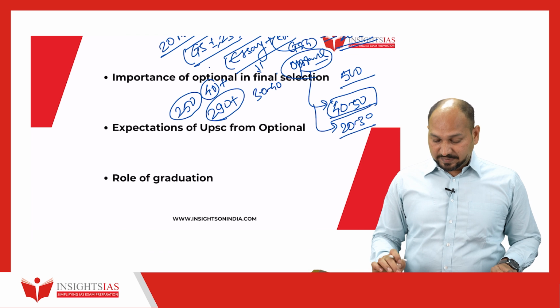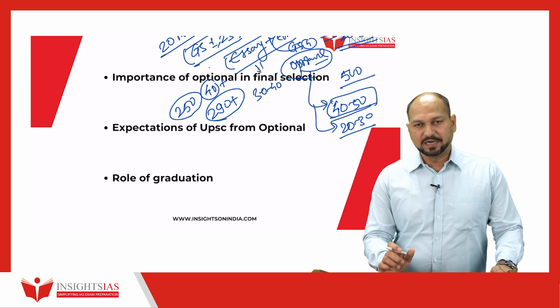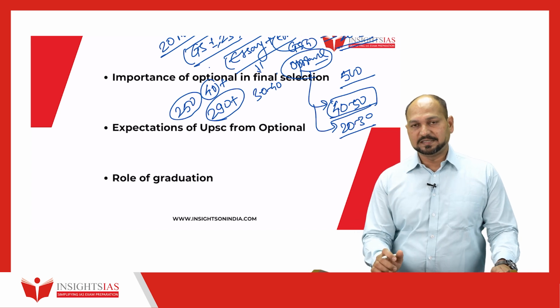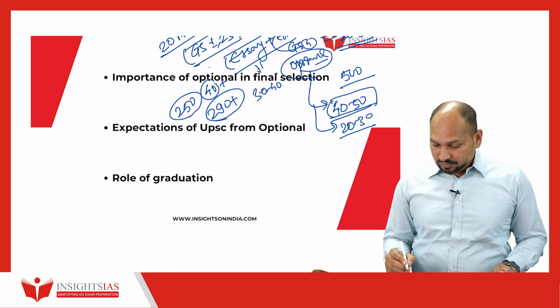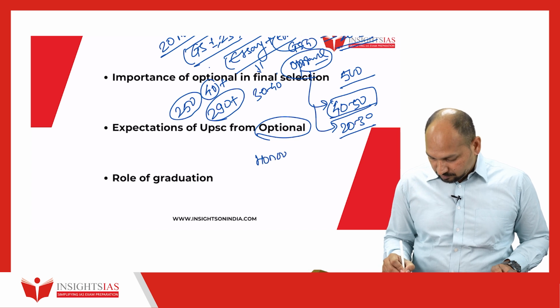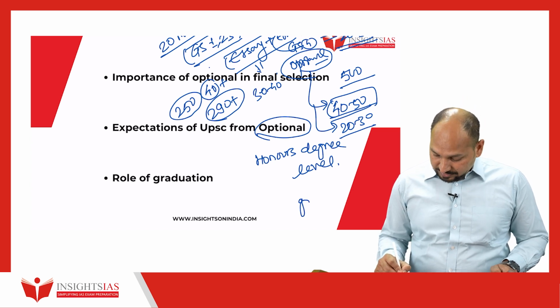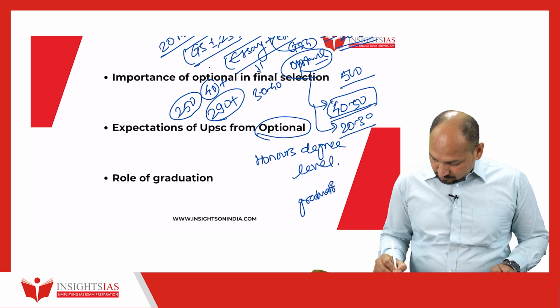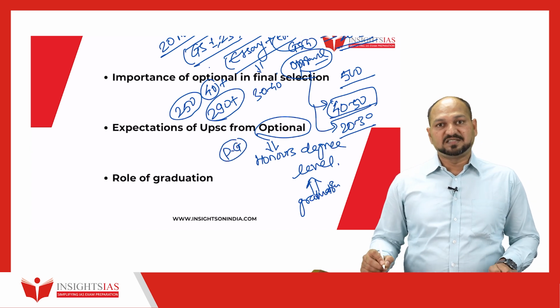So second is the expectation of UPSC from optional. If you read the gazette notification properly, that is the notification of UPSC just before the prelims exam, there they have mentioned that optional preparation should be of honors degree level, right? That will be above your graduation and it will be less than post graduation, that is PG or masters, right?